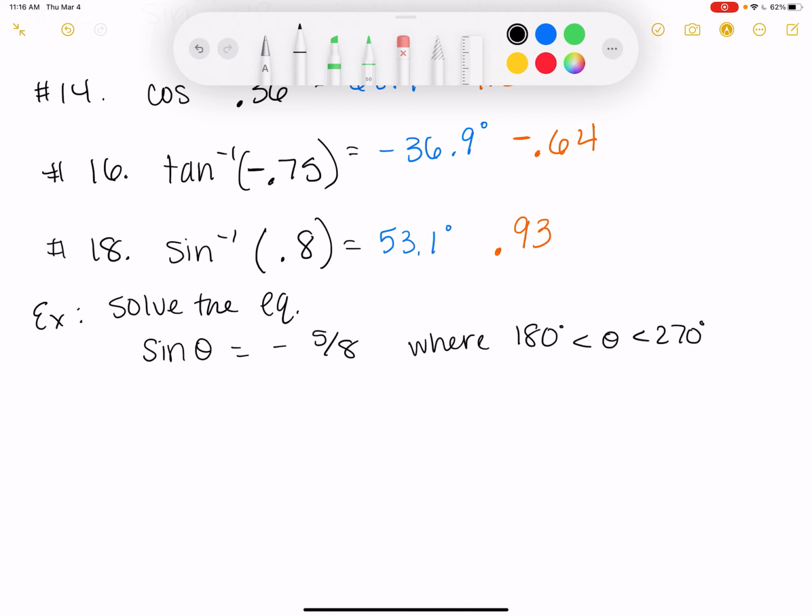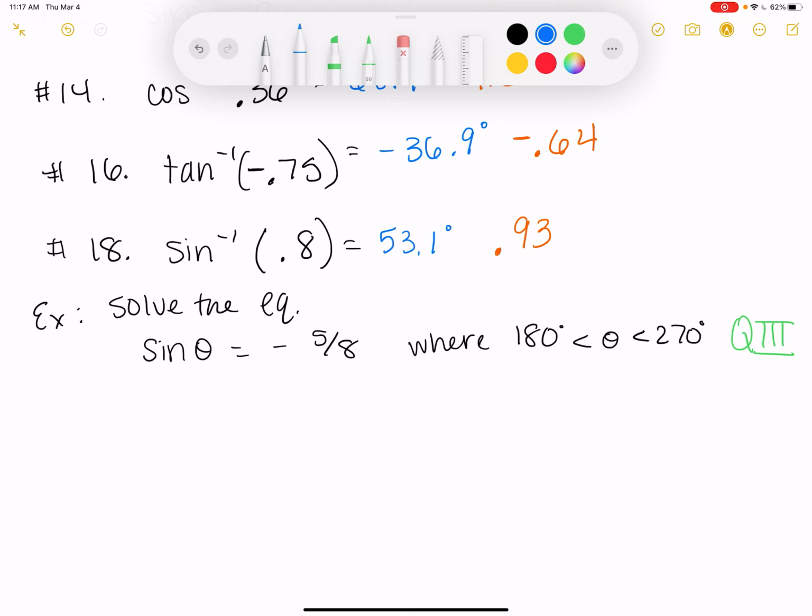So, where does our theta need to be? Well, it has to be in between 180 and 270. Okay, 180 to 270, which is in what quadrant? This needs to be in quadrant 3. Okay, the third quadrant.